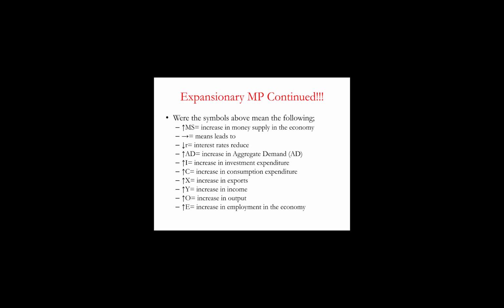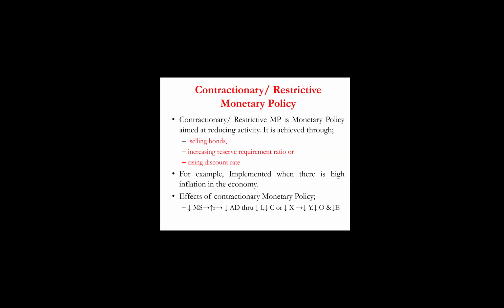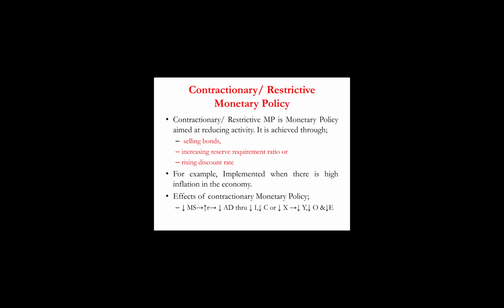There is also what you call the restrictionary policy. You can read out these things at your own time. The restrictionary or restrictive monetary policy, or the contractionary, this one is the opposite. You sell bonds now instead of buying. The reserve requirement ratio increases, the discount rate you increase. And what will happen to money supply? Money supply will reduce, the interest rates will increase, aggregate demand will reduce, investments will reduce, consumption will reduce, exports will reduce, total income will reduce, output will reduce.